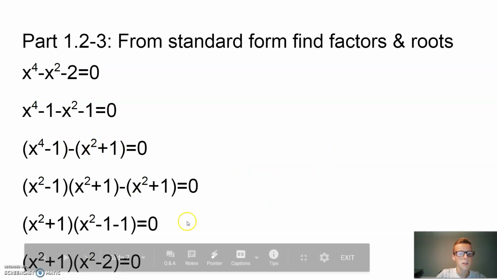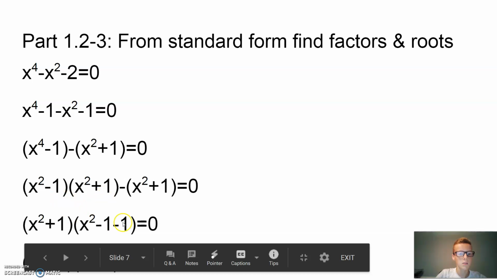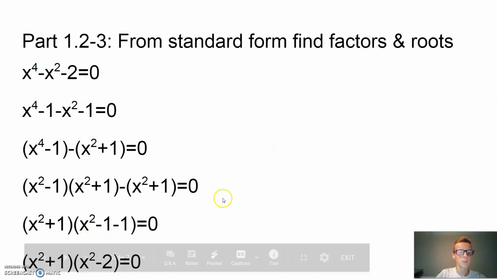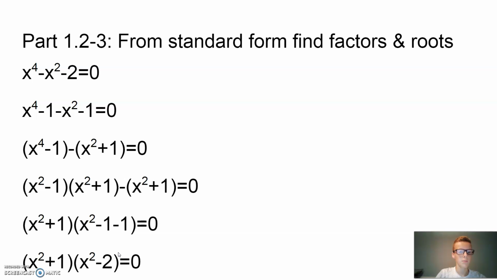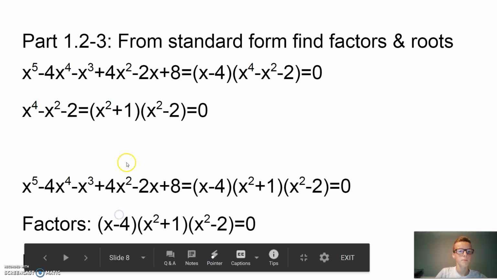Then what we do is we bring it down, and then we get this equation down here where we get both of our factors. x squared plus 1 times x squared minus 2 all equals 0.